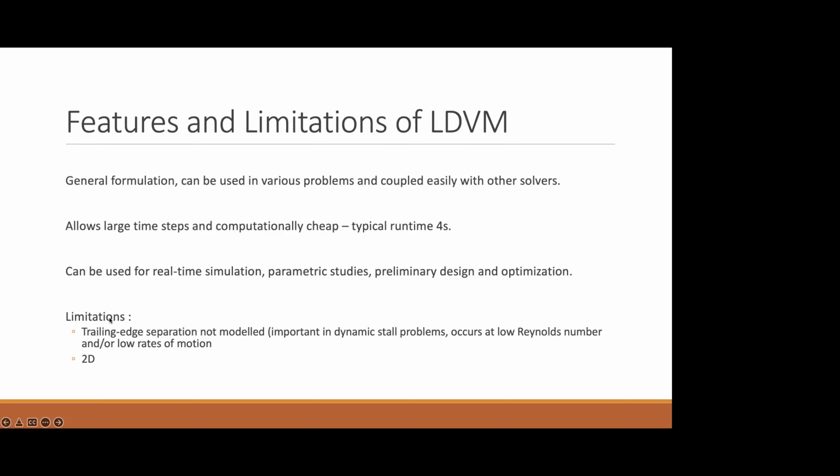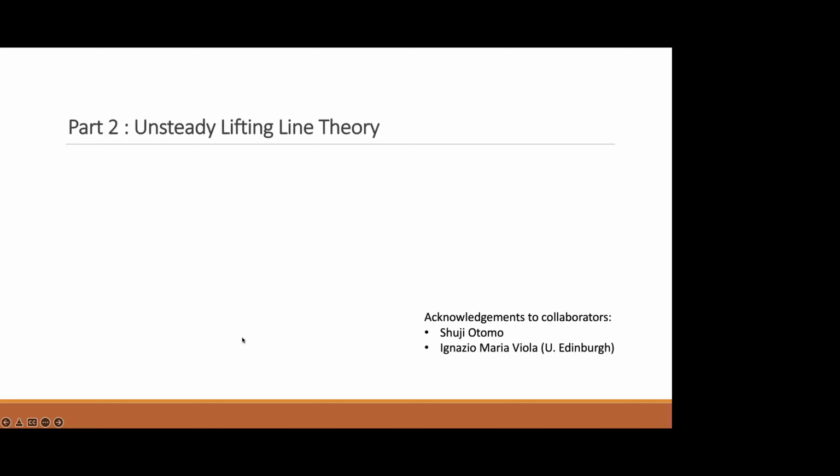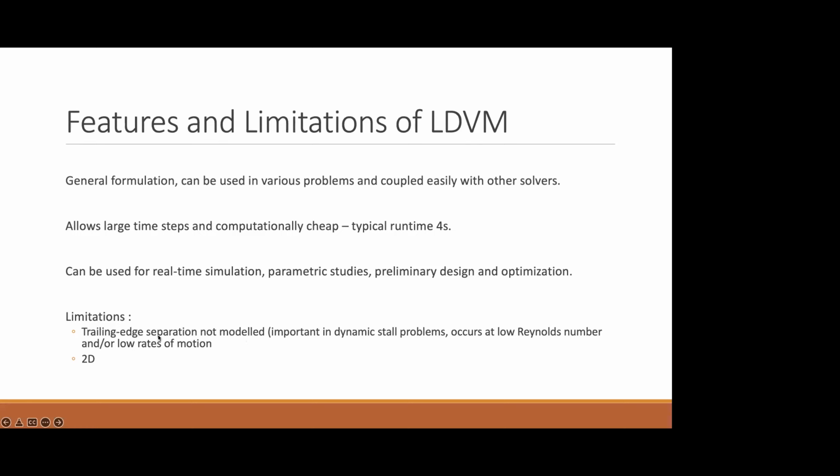However, we do have some limitations. Trailing edge separation is not modeled. We are only looking at leading edge vortex formation in this method. And trailing edge separation is very important in problems like dynamic stall, which happens at low rates of motion. And also, it's a 2D method, and it's not applicable to finite wings. So in the next 2 parts of this talk, I'm going to be talking about methods aimed at addressing these 2 limitations.